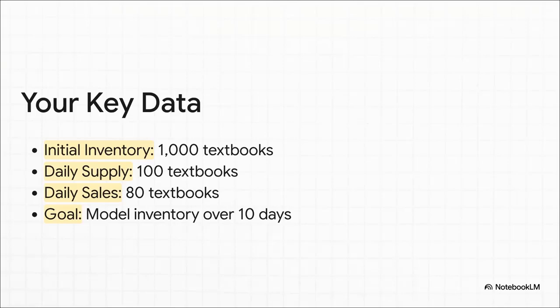Now, every good model starts with some clear assumptions. For our little bookstore problem, the starting numbers are pretty straightforward. We know we're beginning with 1,000 books in stock. We also know we have a steady supply of 100 new books showing up from the publisher every single day. And looking at our past data, we're consistently selling about 80 books a day. That's it. These three numbers are all we need to start building our forecast.